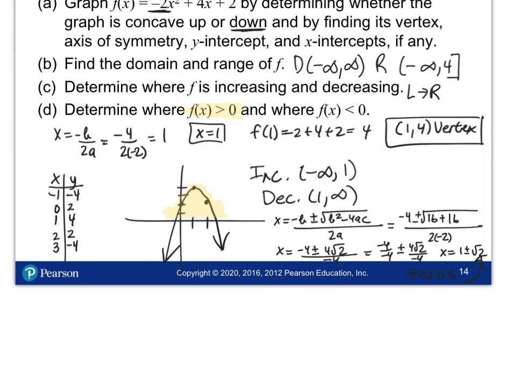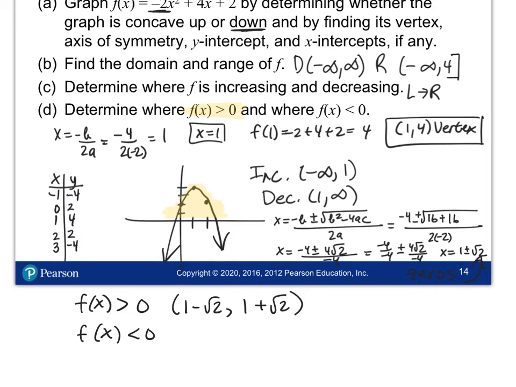So when we find where f of x is greater than 0, then we know it's everywhere in between the two. So that means it's from 1 minus the square root of 2 all the way over to 1 plus the square root of 2. It's parentheses, not brackets, because if it was at that, it would be equal to.